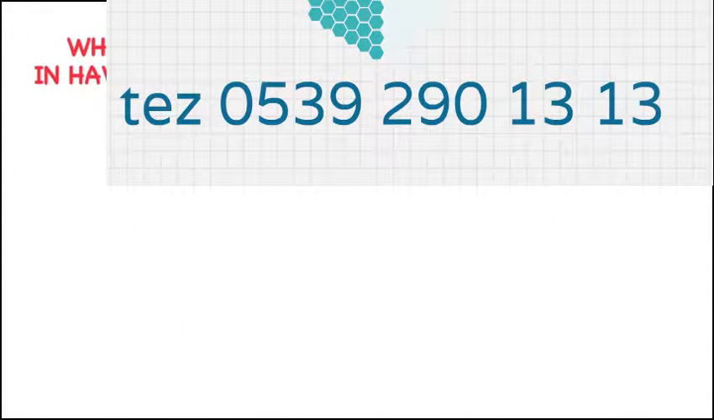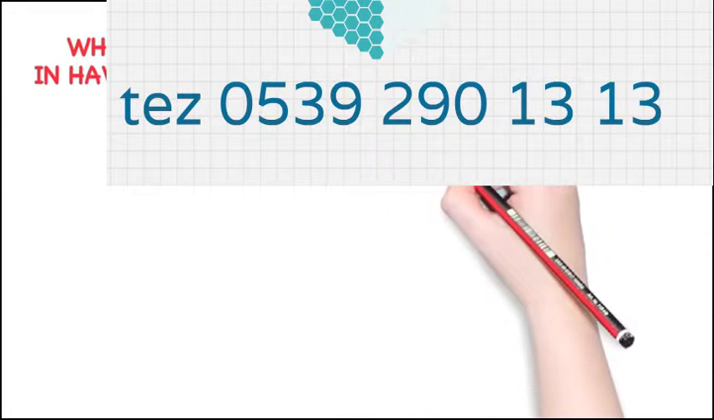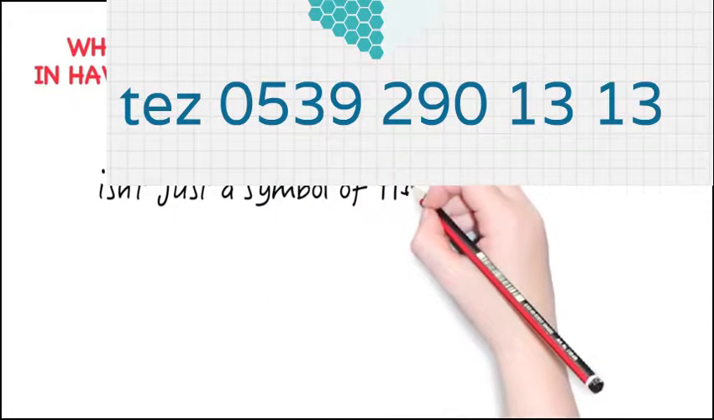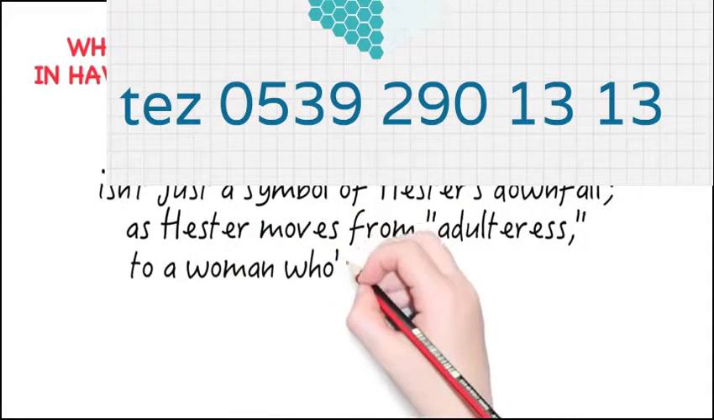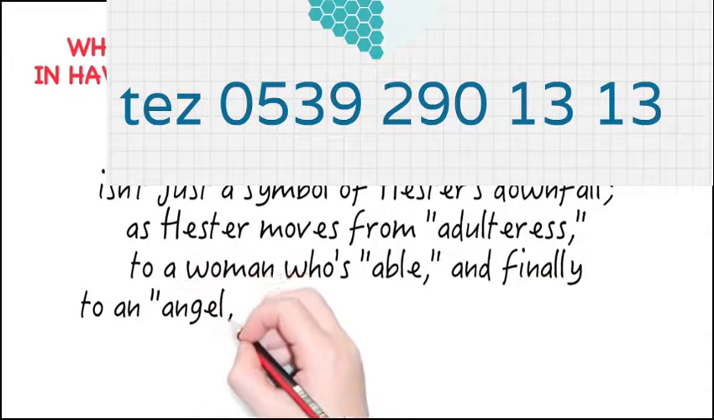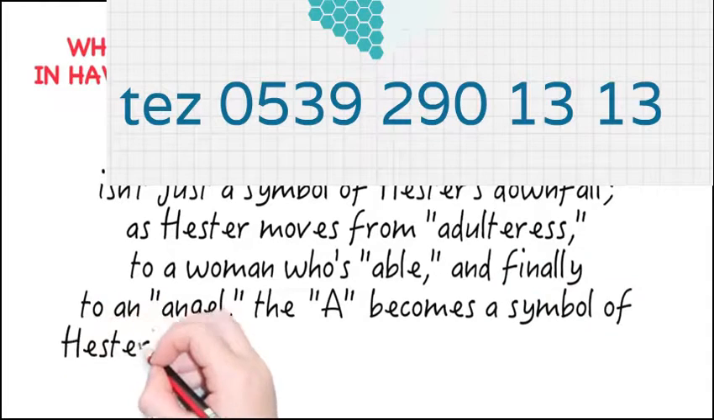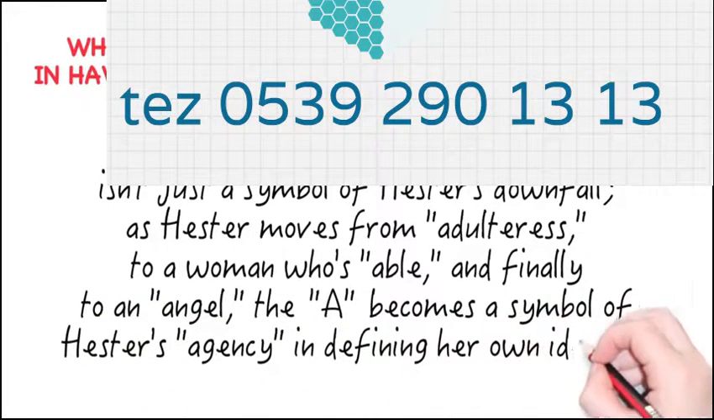Question. What role does the scarlet letter A play in Hawthorne's novel, and why is it important? Finalize thesis, version 2. In The Scarlet Letter, the letter A isn't just a symbol of Hester's downfall. As Hester moves from adulteress to a woman who's able, and finally to an angel, the A becomes a symbol of Hester's agency in defining her own identity.